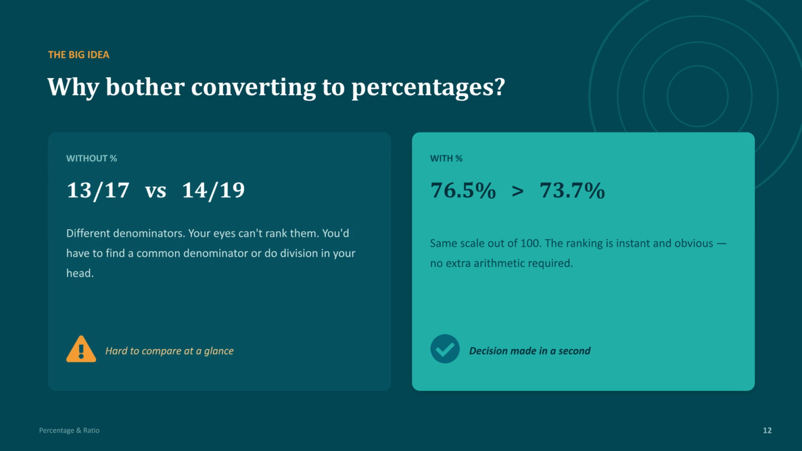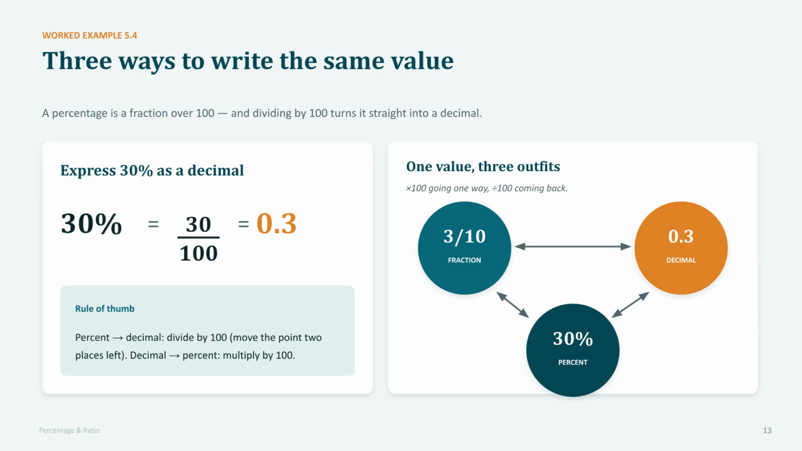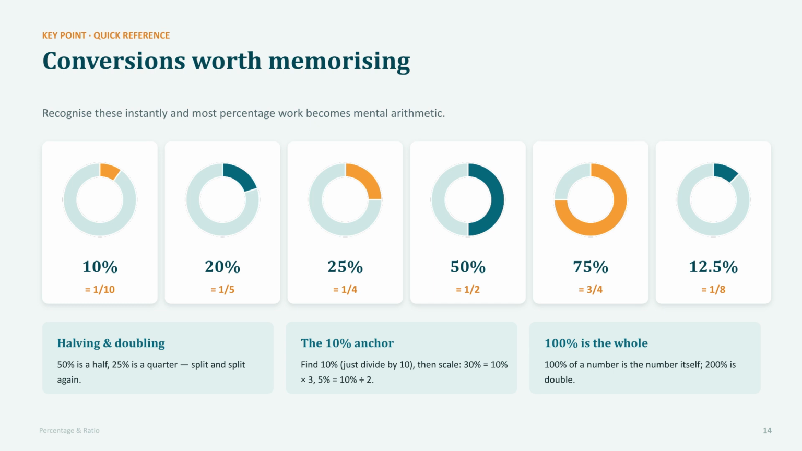needing further arithmetic. You can also express values as decimals. To turn 30% into a decimal, divide 30 by 100 to get 0.3. Percentages, fractions, and decimals are just different ways to write the same value. Memorizing common conversions like 25% being 1/4 or 50% being 1/2 makes mental arithmetic much faster and more efficient.